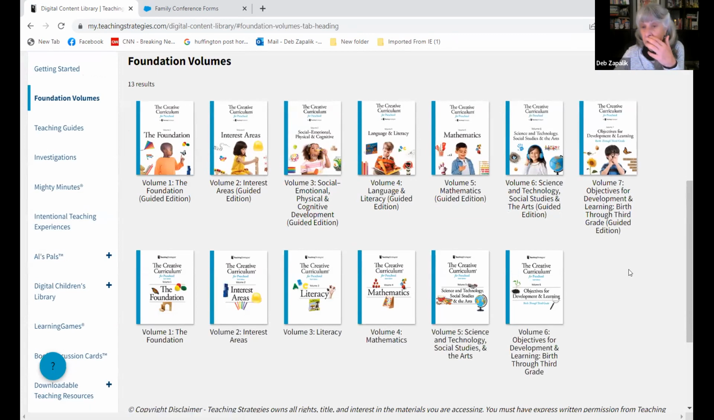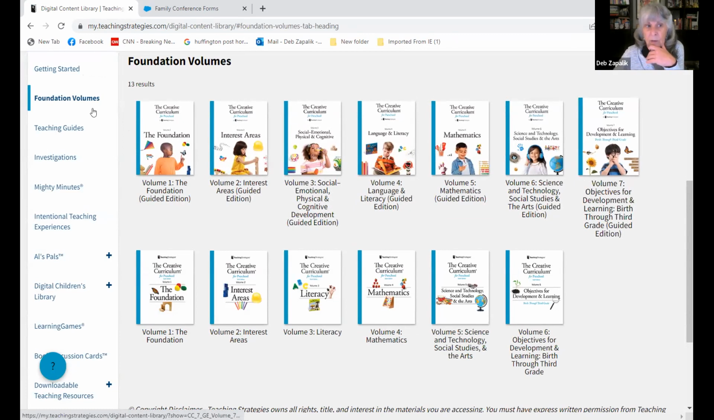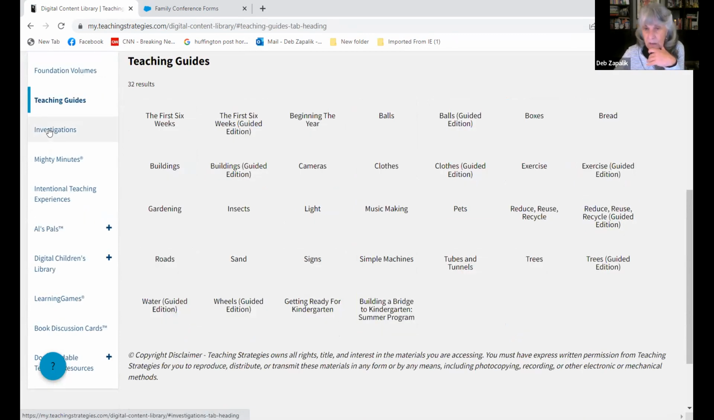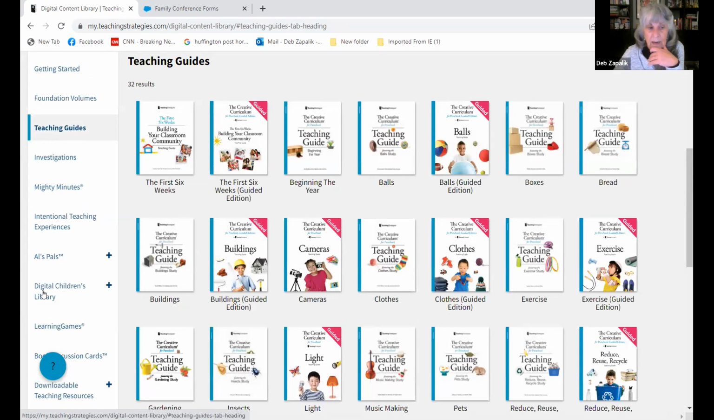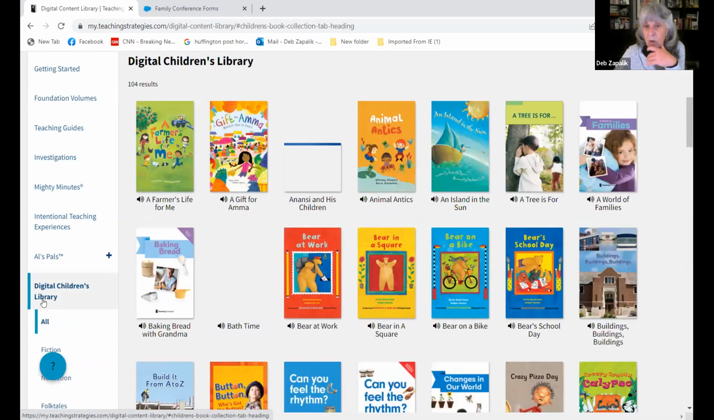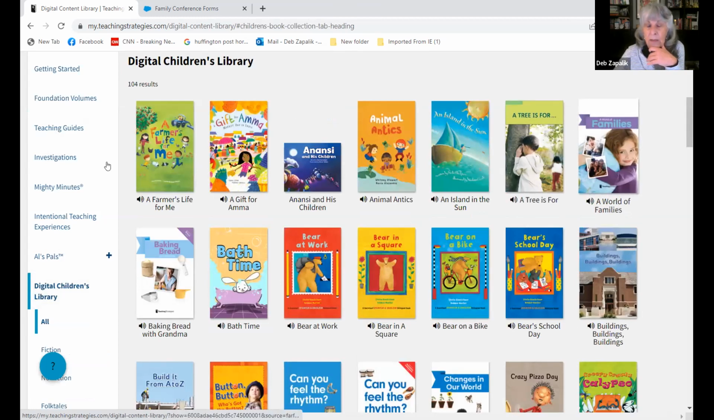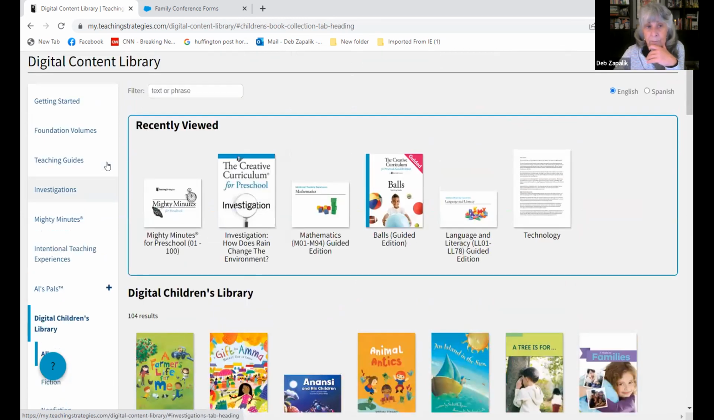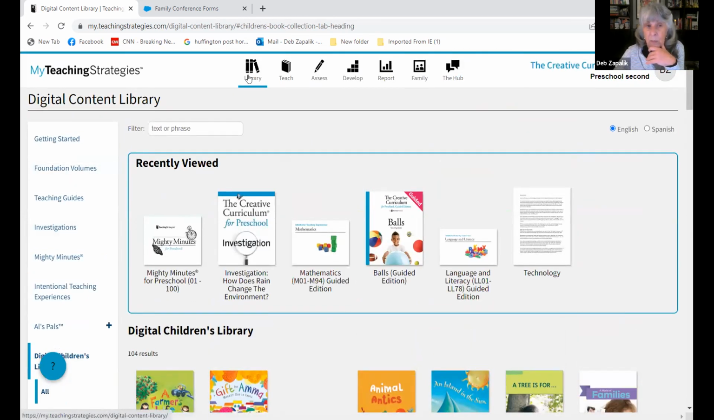One of the things we learned during the pandemic is when teachers were at home, they did not have access to their curriculum volumes. They didn't have access to their teaching guides. They didn't have access to the books to read to children. And so what was able to happen for teachers during this particular time, when we were all at home doing virtual, is they could actually use the library.